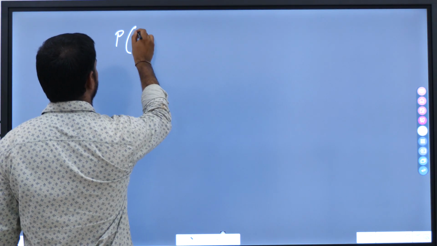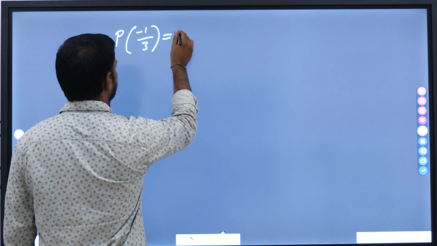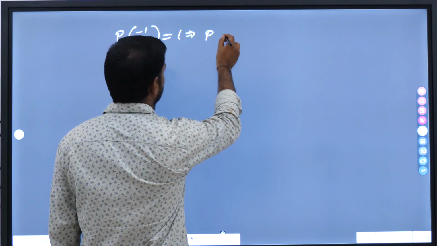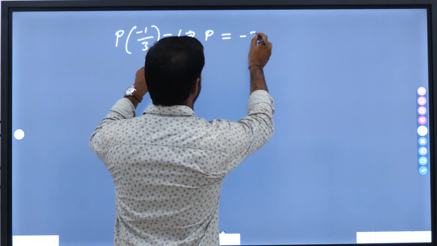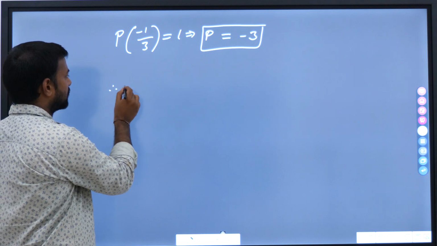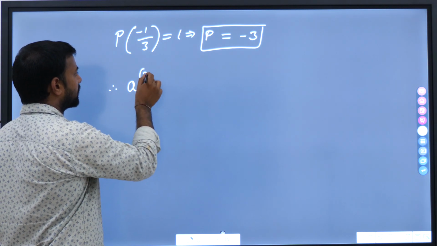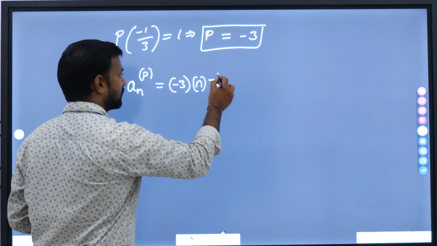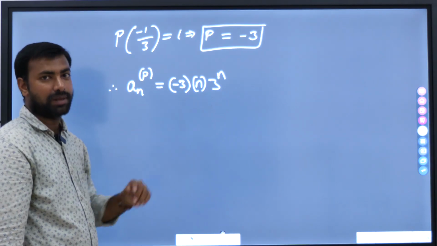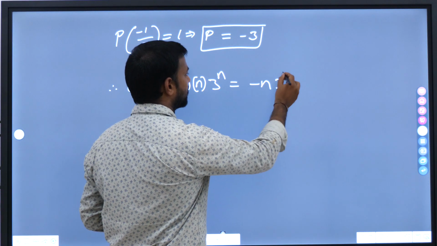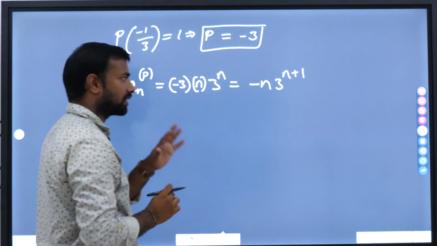So therefore p into minus 1 by 3 equal to 1. So this implies what is p? So p is nothing but minus 3. All right. So now therefore, what is the particular solution? That is minus 3 into n into 3 power n, because n p into 3 power n, that is what we have taken, right? So you can finally write minus n into 3 power n plus 1. So this is the particular solution.